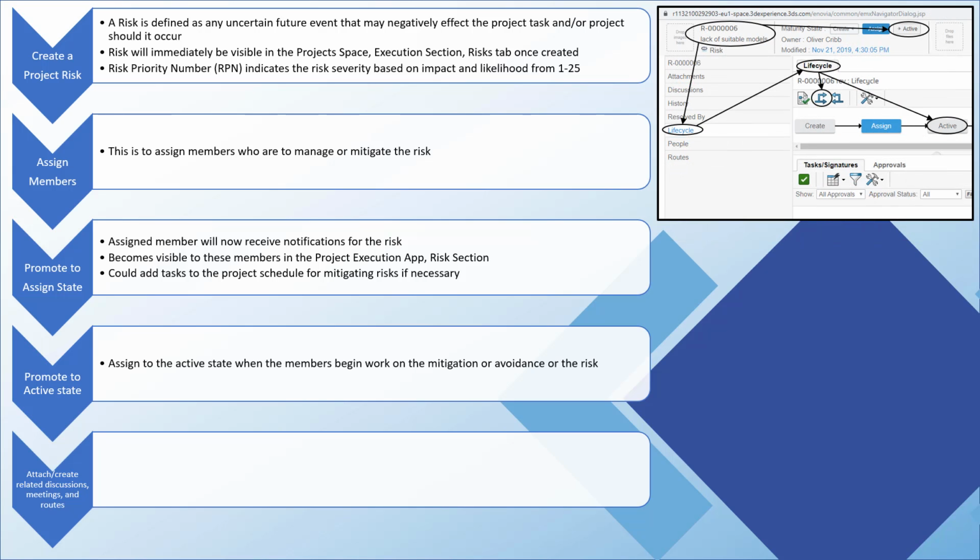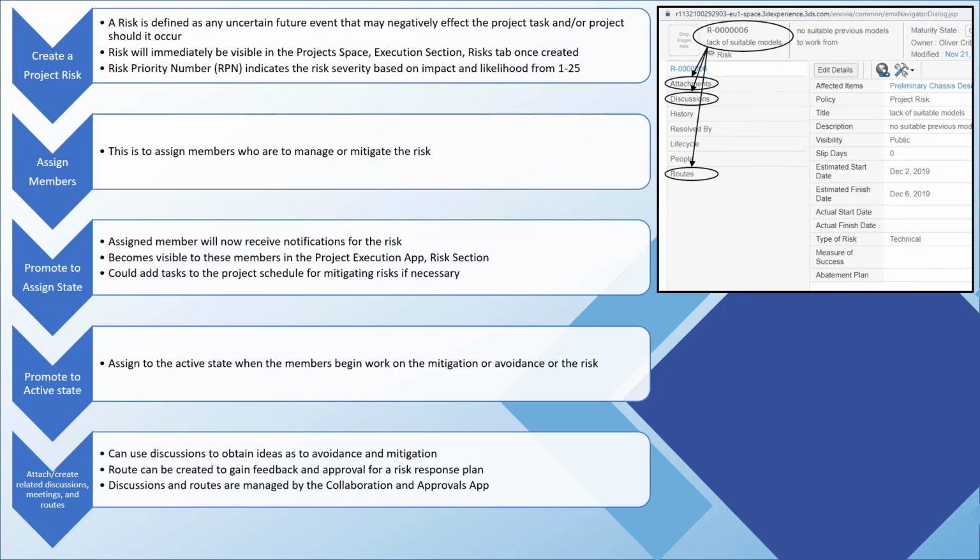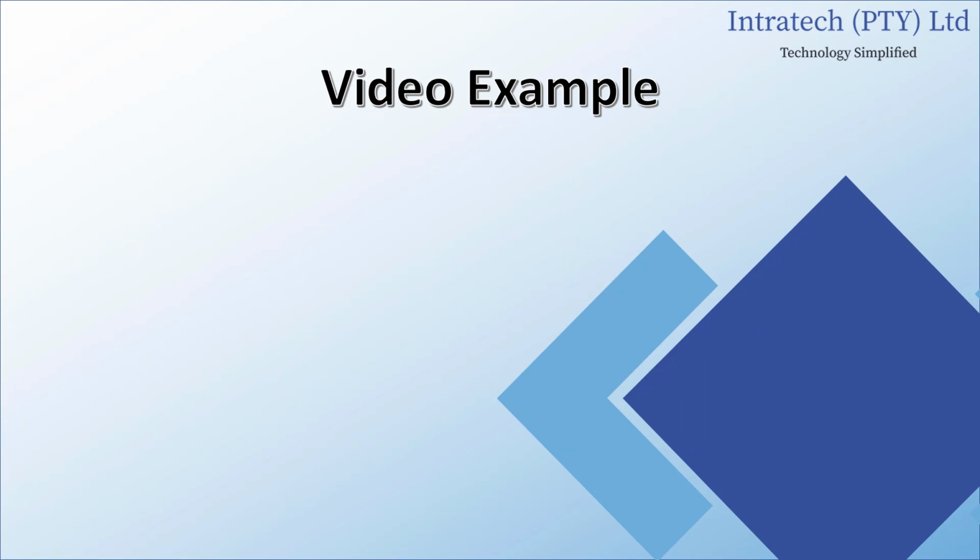The risk must be promoted to the active state when the members begin work or mitigation to avoid the risk. Members can use discussions and routes to obtain ideas as to the avoidance and mitigation, as well as provide feedback for the overall risk plan. We will now go back to 3D Experience and demonstrate these 5 points.